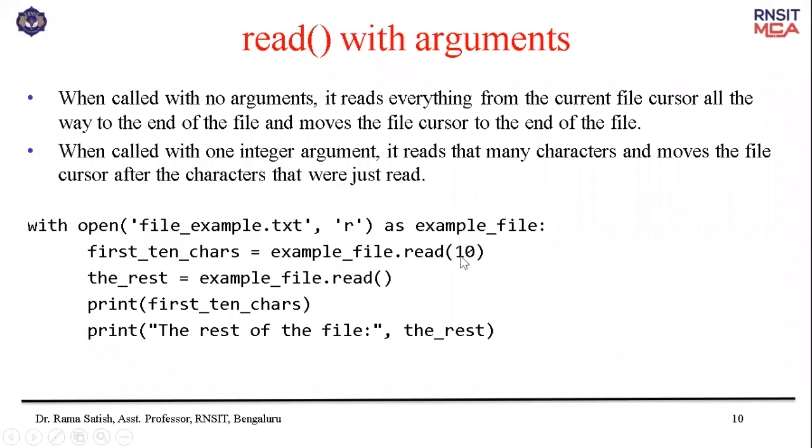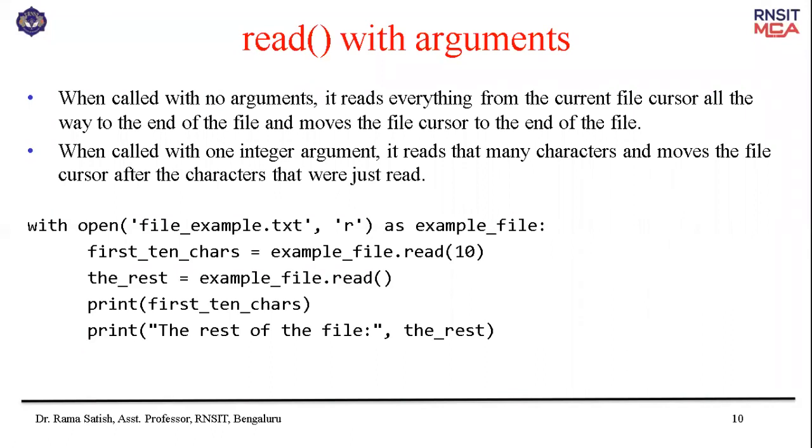When you give read with arguments, you can read character by character. If you say read of one, what happens? It reads only one character. If you again read of one, it will read a second character. You can put it in a loop so that it will read all the characters until the contents are there, character by character.